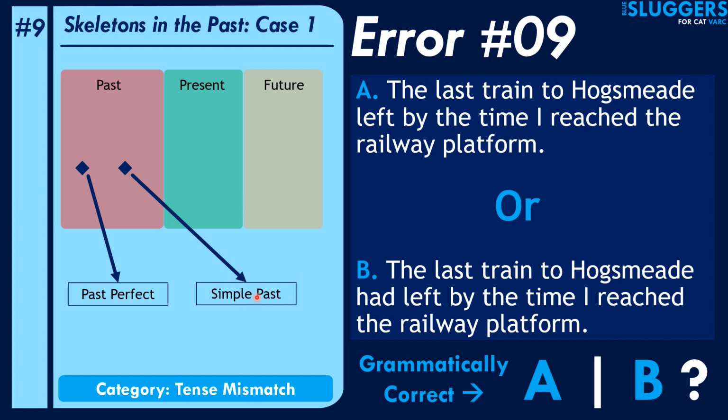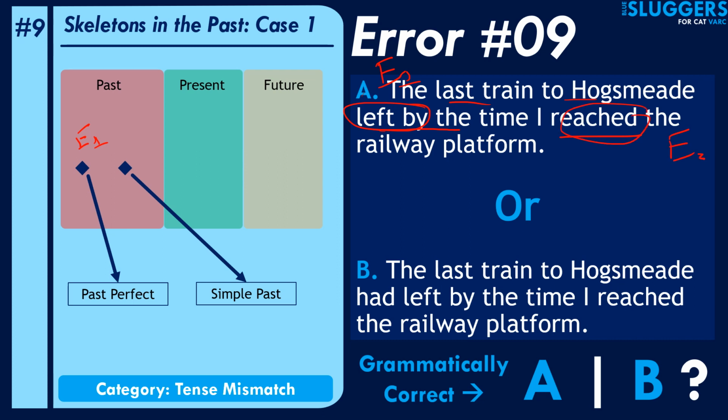Okay, let's try to understand by a demonstration by looking at the sentence here. So look at this first sentence. It says the last train to Hogsmeade left by the time. So the first event is the train leaving, the train having left by the time. So let's call this E1. And by the time I reached the railway platform, this is the second event. Reaching the railway platform is the second event.